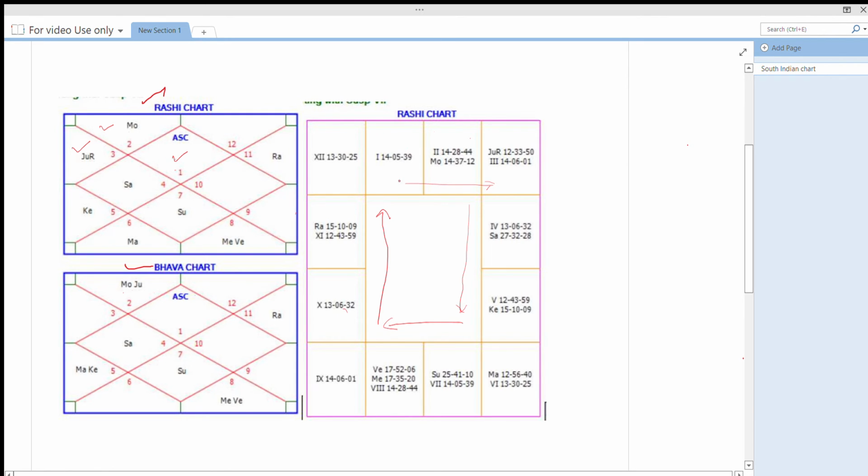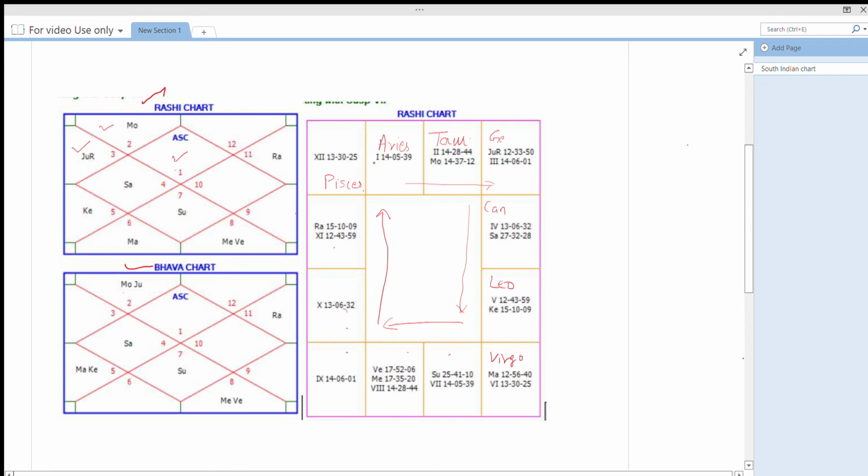So this square always represents Aries, and this is always Taurus, and this is Gemini, this is Cancer, this is Leo, and Virgo, and so on. This is our Pisces. Now, if these are the Rashis, then where are the houses?